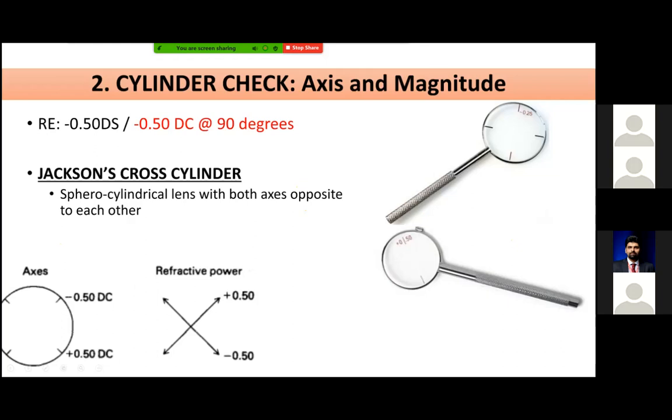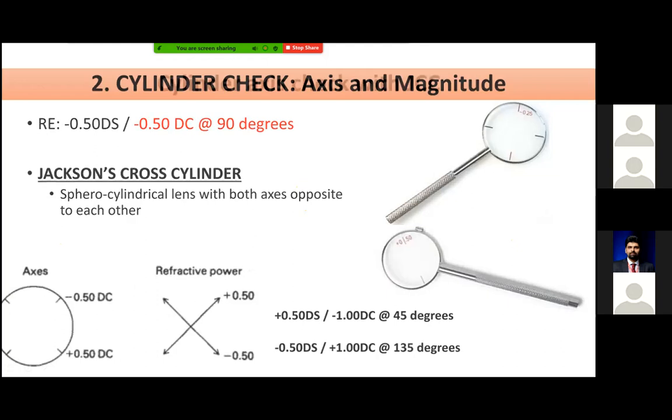And the minus sign is shown in red and the plus is usually shown in green or in black. So you can see over here that this is the refractive power, a plus 0.5 and a minus 0.5. What is this? This is nothing but a mixed astigmatism prescription. So if you write down the prescription of this JCC, you get a value like this. I've already shown you how to get the prescription from a mixed astigmatism. So now let's go and understand how we use the JCC to refine the cylinder.